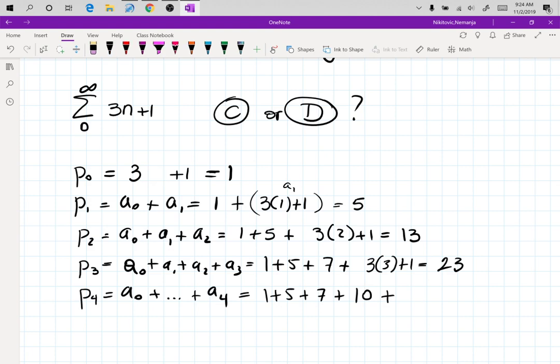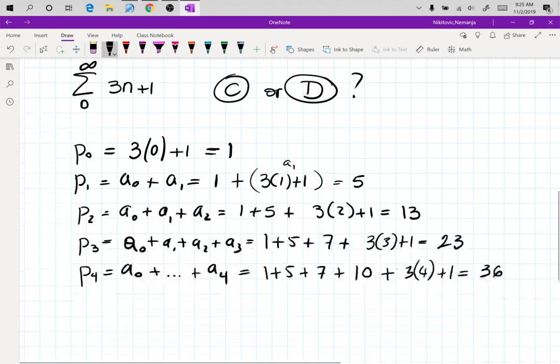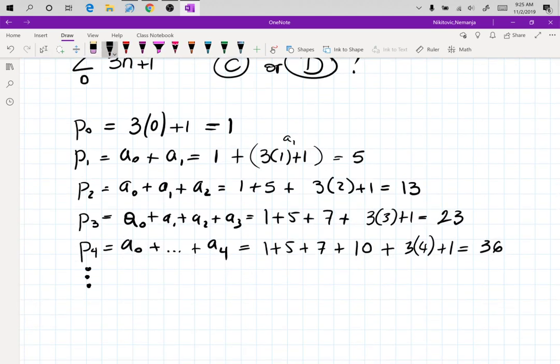It's over here, just be a 0. There we go. 1 plus 5, 7, 10, and then A4, that's 3 times what? 3 times 4 plus 1, that's a 13 right there. So 13, 20, 36, 36. Excellent. All right. And that's going to go forever.